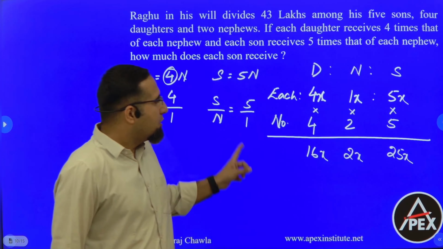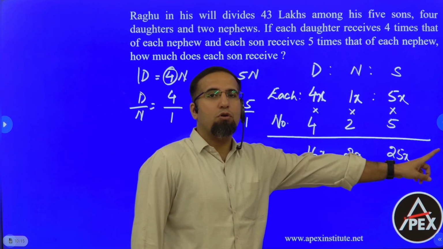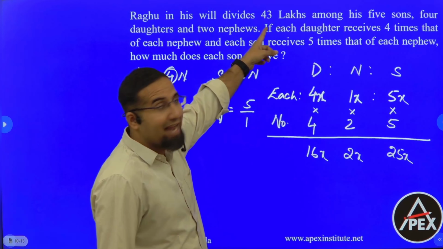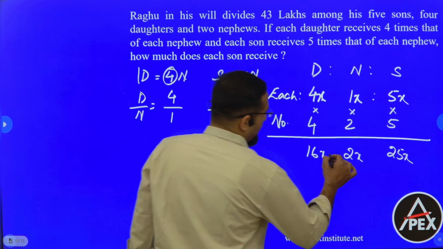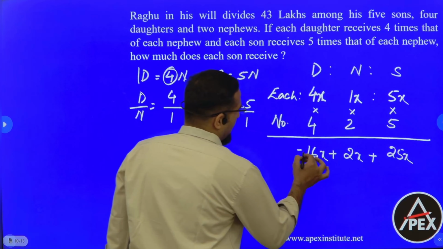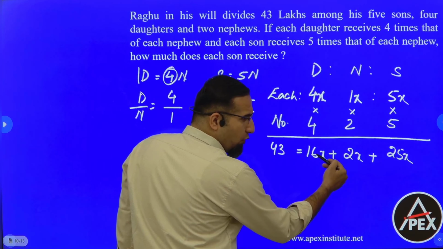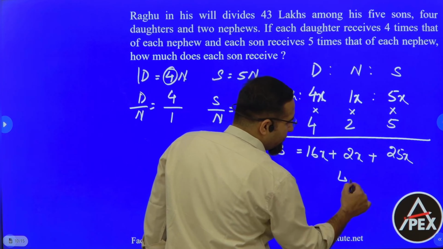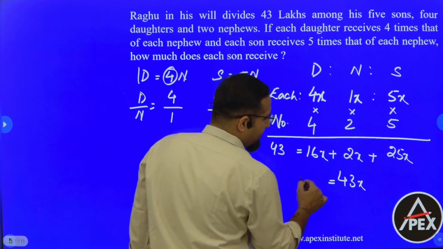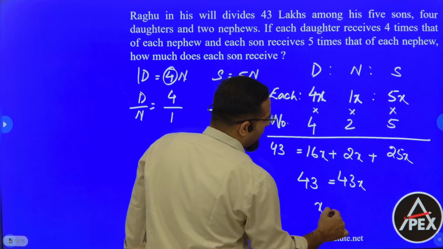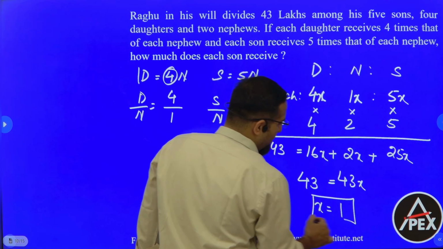And now I am told this total money is equal to how much? 43 lakhs. So let's add them. So this plus this is equal to 43. So 25 plus 16 is 41, 41 plus 2 is 43. That means we have 43x is equal to 43 or the value of x is equal to 1.